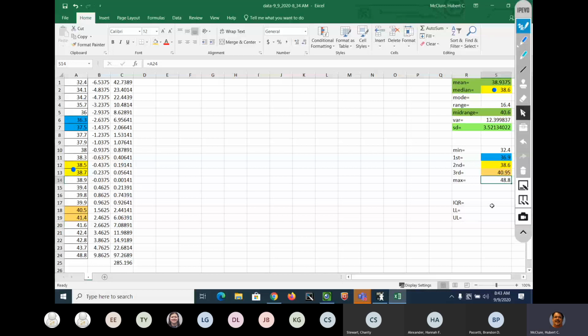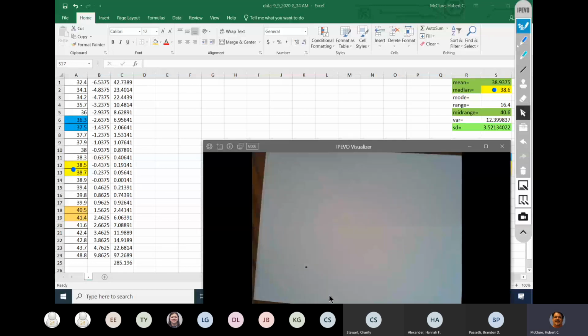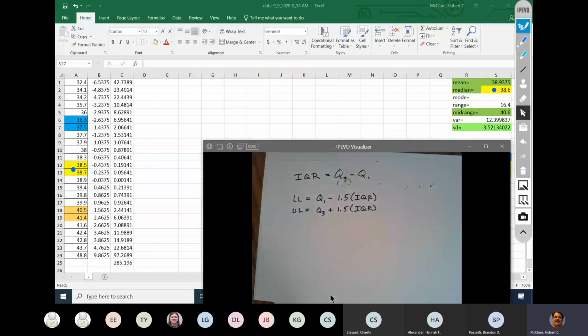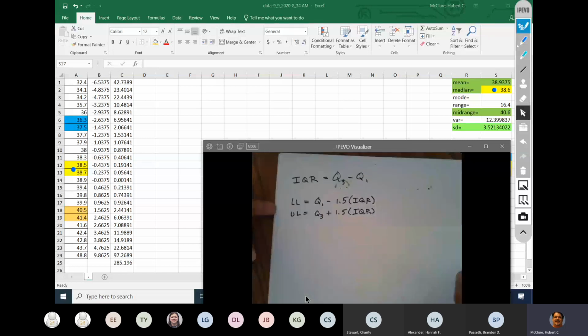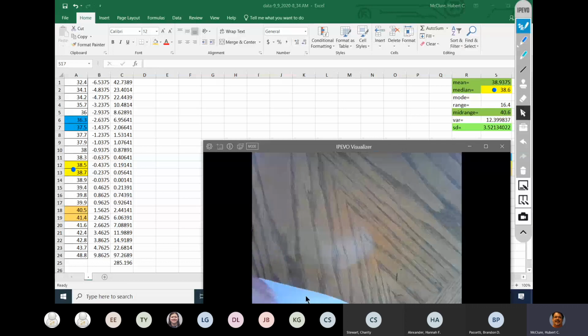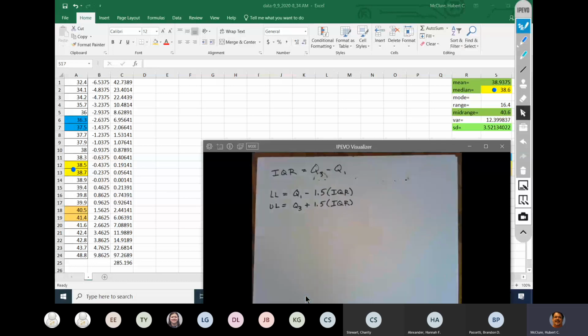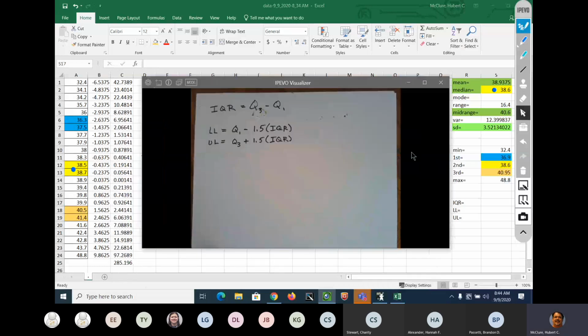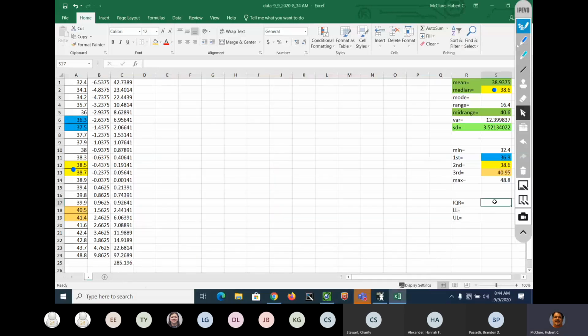So they'll go down here, and I'm going to bring up my handy dandy dojigger here. Remember our formulas for the interquartile range. The interquartile range is Q3 minus Q1. So that's going to be equal to Q3 minus Q1.